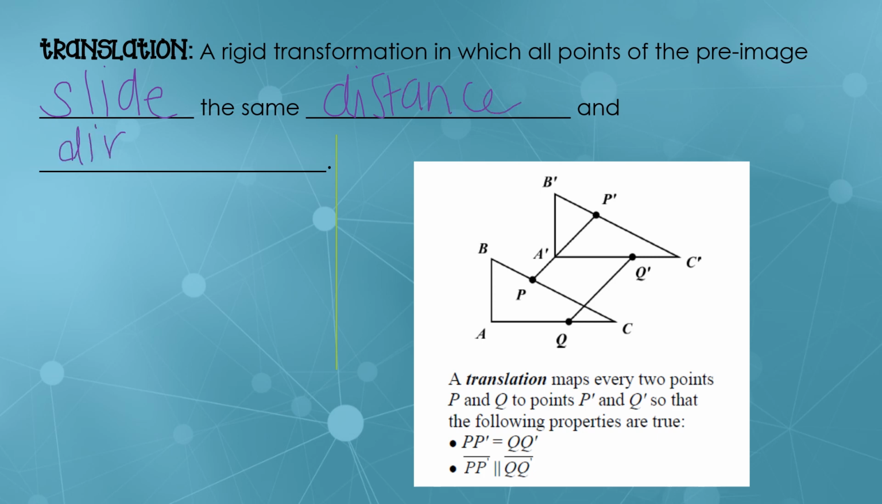So if we're looking at this image, if we connect any pre-image to the image, they did P to P prime and Q to Q prime, but this would work from B to B prime, A to A prime, and C to C prime. P to P prime and Q to Q prime are going to be the same length because it has to be the same distance, and they're also going to be parallel to ensure that it's the same direction.